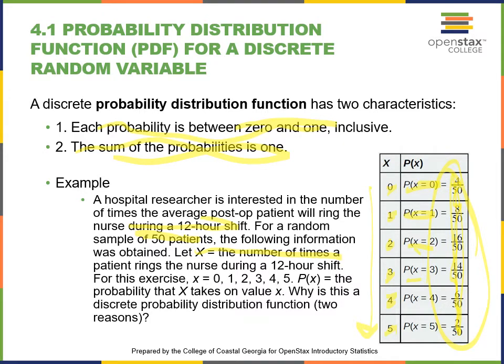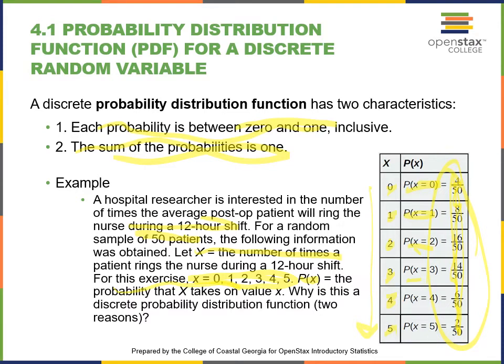So for this, we're just going to say it was between 0 and 5 times. That's definitely a countable amount, right? A finite countable amount. 0, 1, 2, 3, 4, 5. That's our random variable. So this is a discrete random variable.